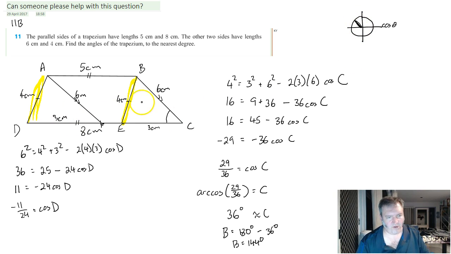So when I drew my triangle, I assumed that it was going to be that sort of shape. In actual fact, it ends up looking a little bit like this. 5, 8, 6, and 4. It's not a parallelogram. These aren't equal, so it's still a trapezium, just one pair of parallel sides. That's okay. Doesn't stop us from being able to calculate that value. It just means it's going to be an obtuse angle.